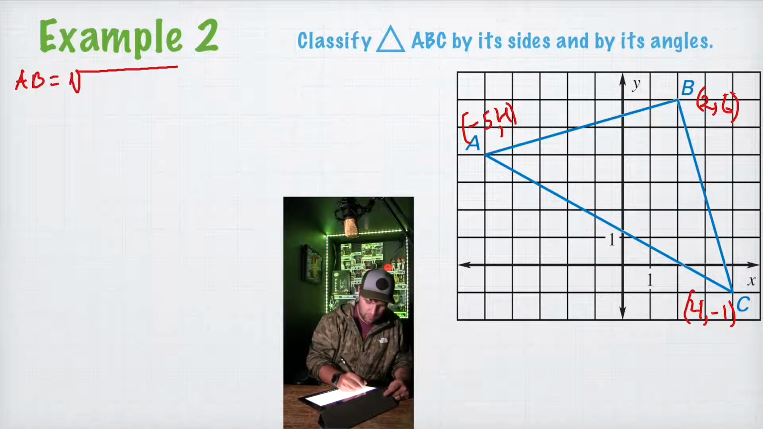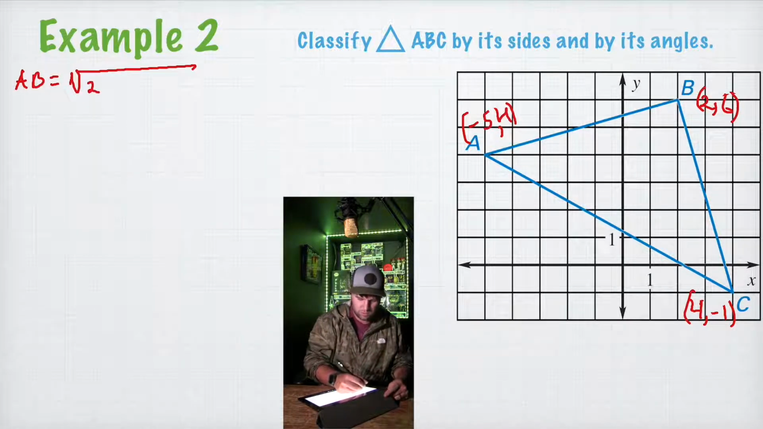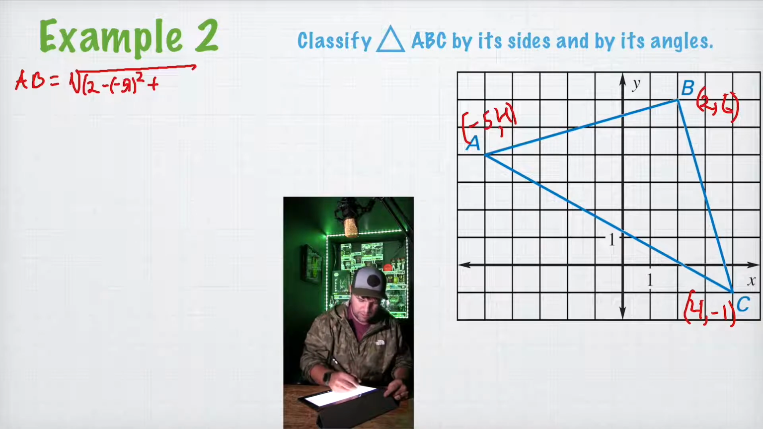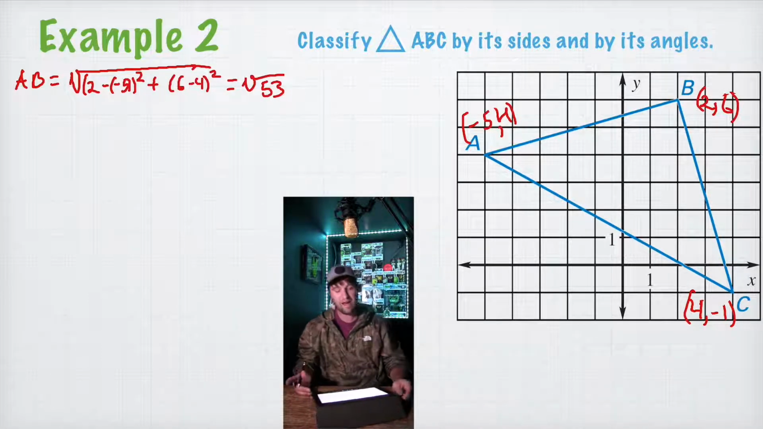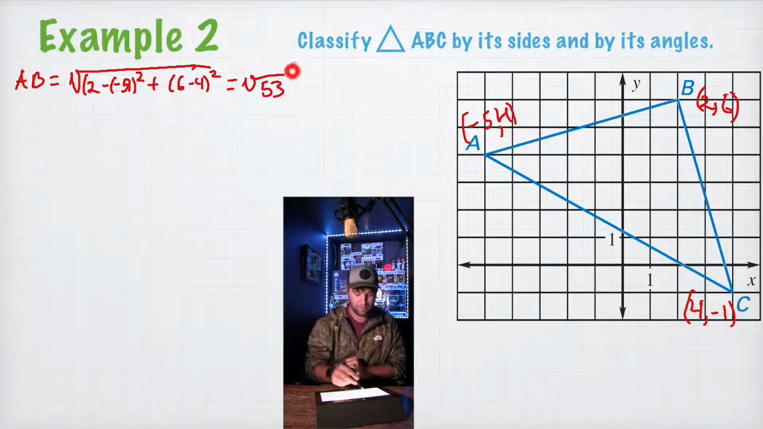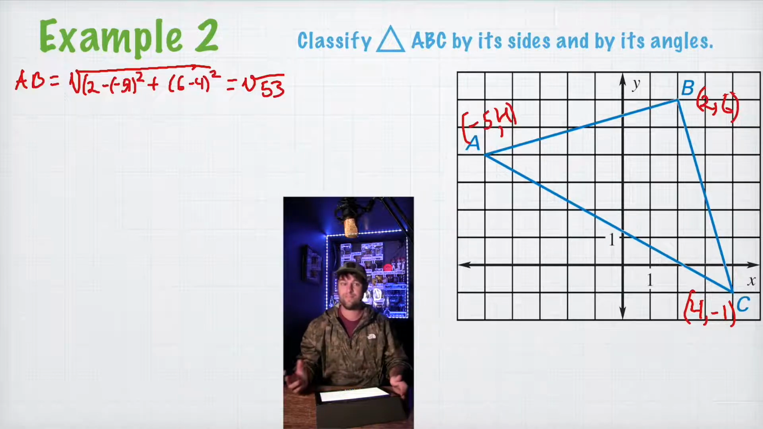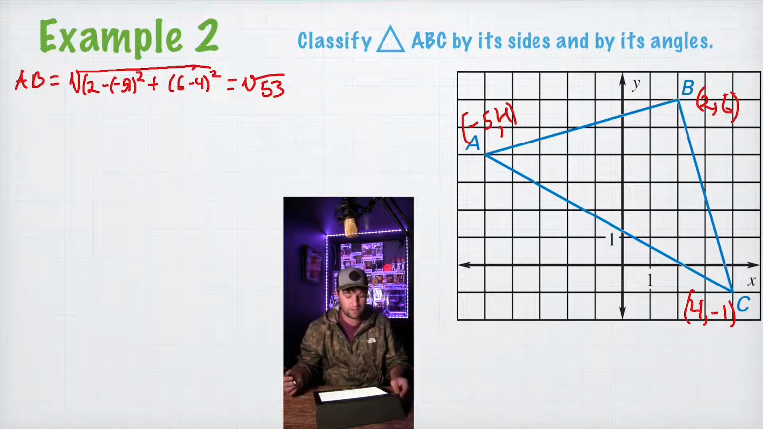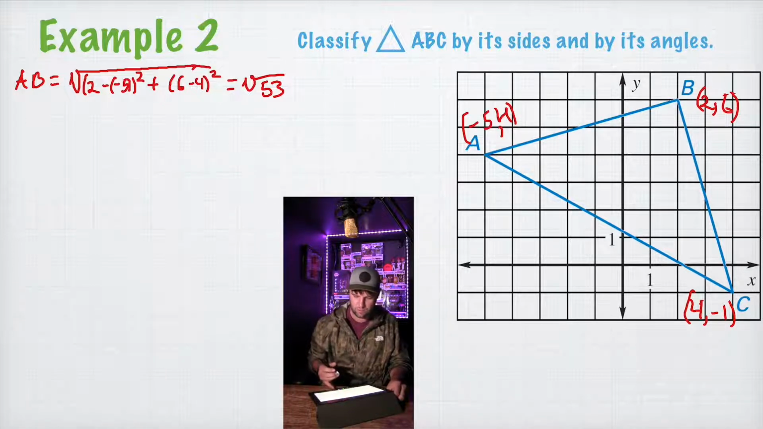AB is going to equal the square root of 2 minus 5 squared plus 6 minus 4 squared, which is going to come out to be the square root of 53. And I'm just going to leave it there. You could take it to where it's just a square root number, because you'll be able to tell if the square roots are the same. You'd have isosceles or equilateral, or if none of the sides are the same, you might have a scalene triangle. So AB is equal to the square root of 53.